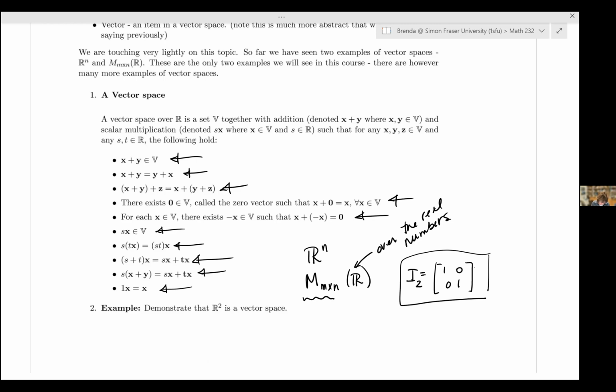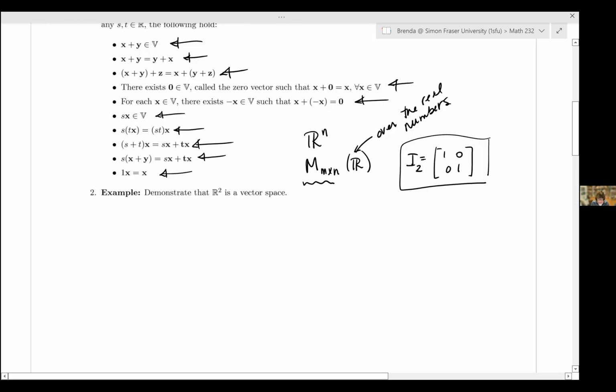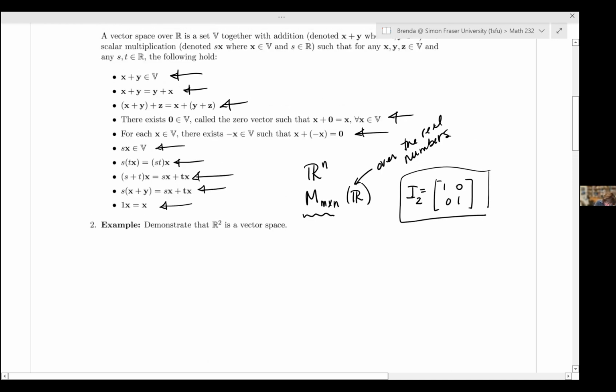Okay, so let's see how we would, for example, demonstrate R2 as a vector space. We would check every single one of these rules for R2 with addition and scalar multiplication. We're considering the collection of all of the vectors in R2, and we're making sure that these are satisfied. I'm not going to go through every single one of them.